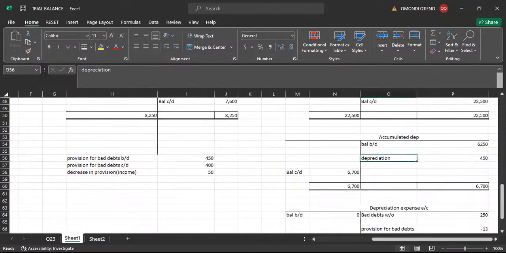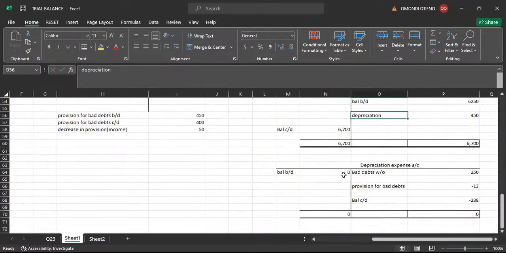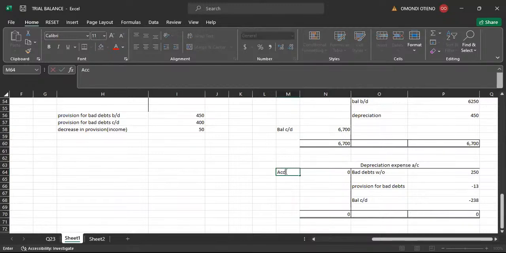Then I will come to depreciation. Remember, where is it taking me to? Depreciation. So I come to depreciation account. It does not have balance brought down or carried down. I basically have it as whatever is coming from the accumulated depreciation account. They are bringing me a figure of 450.